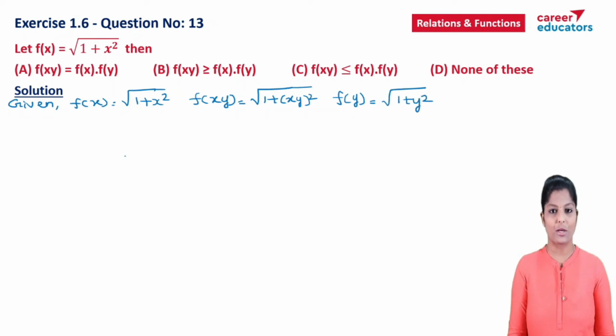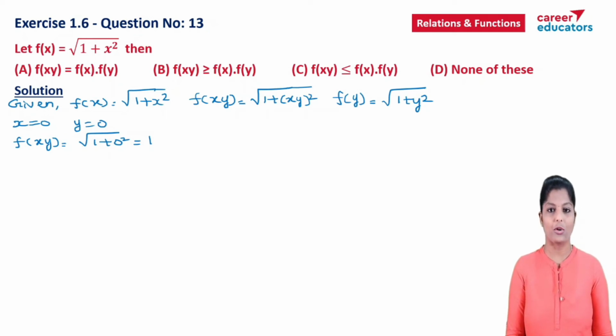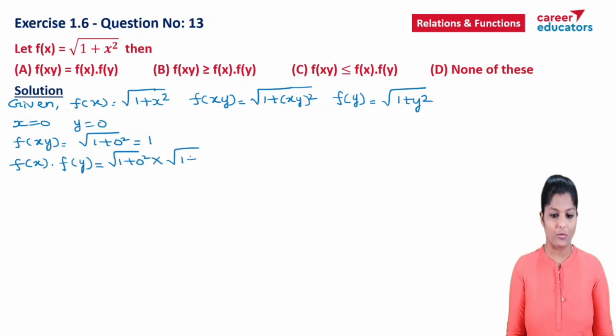Next, we are going to substitute some values for x and y. When x equal to 0 and y equal to 0, the value of f of xy will become square root of 1 plus 0 square equal to 1. Next, when x equal to 0 and y equal to 0, the value of f of x into f of y will become square root of 1 plus 0 square into square root of 1 plus 0 square equal to 1.